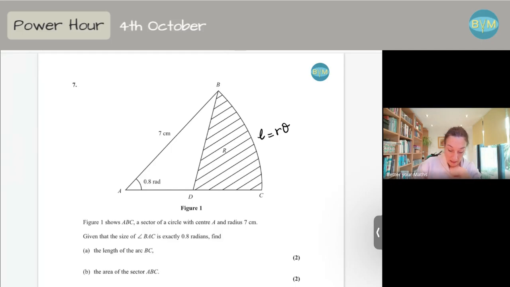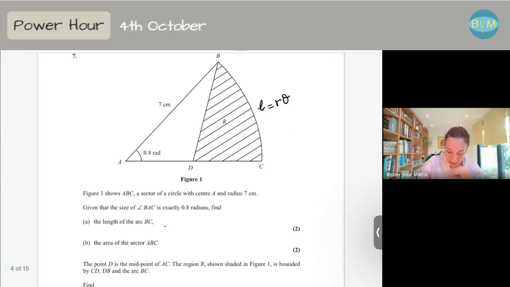So the length, I'm just going to write it here. The length is going to be the radius, which is 7, times 0.8. And because we have centimeters, this is going to be centimeters. Just that, r times theta. Then they ask me the area of the sector. So the area, not the shaded area, but the area of the sector, all of this.